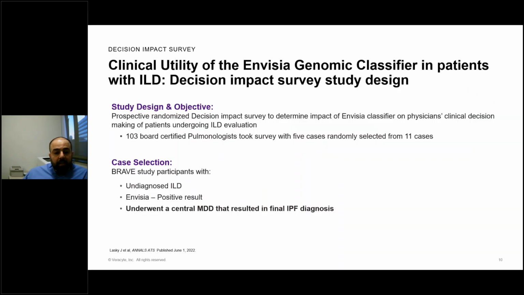So this is a prospective randomized decision impact survey that was published recently in the Annals of ATS. And what did they do?